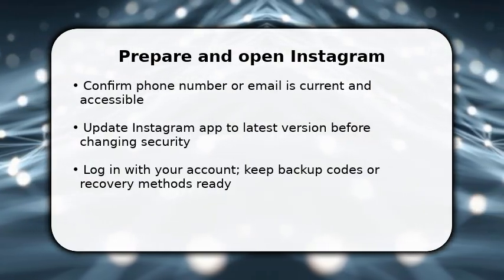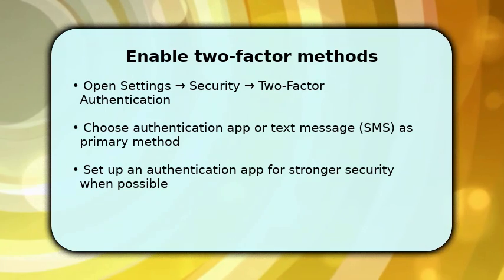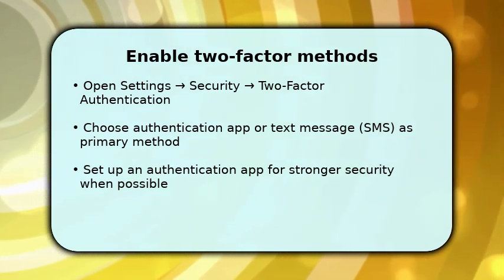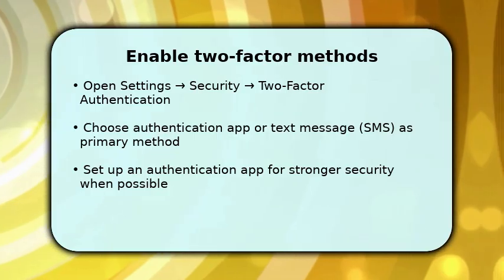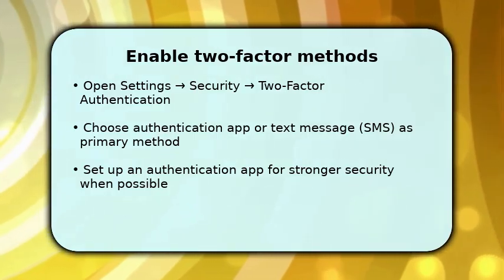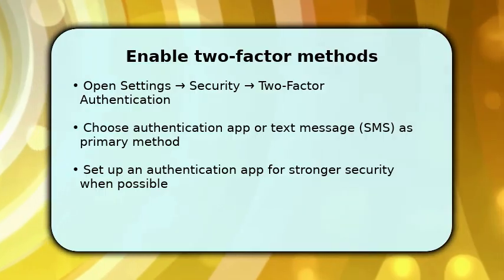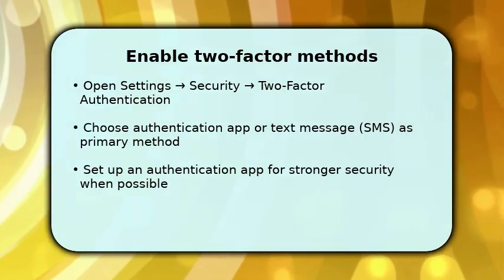Next, you go to Settings, then Security, and open two-factor authentication. This is where you decide how Instagram verifies logins. Once there, enable either text message or an authentication app. Choose an app for stronger security because it resists SIM swapping.